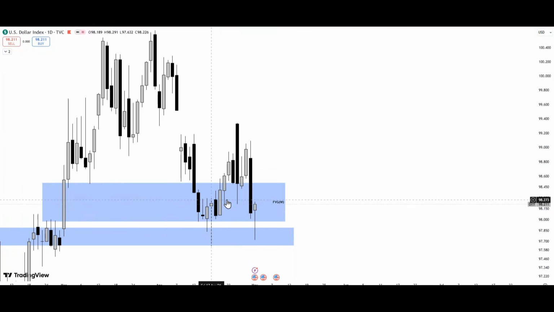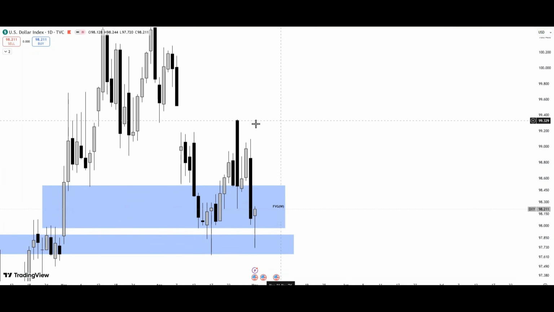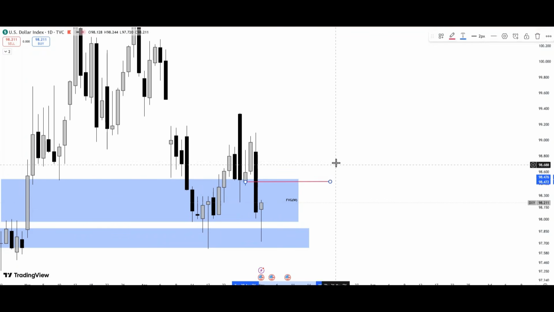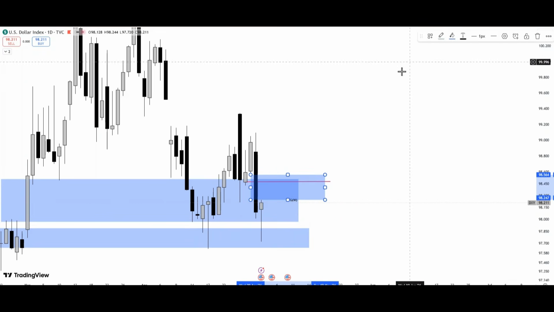But you can clearly see price has still not yet violated the weekly fair value gap. So as long as price has not violated this weekly fair value gap, my bias for dollar remains bullish. And right now, if you look at this price action, we had all this bearish momentum here. So price has formed a bearish order block right there, and we also have a bearish fair value gap here.